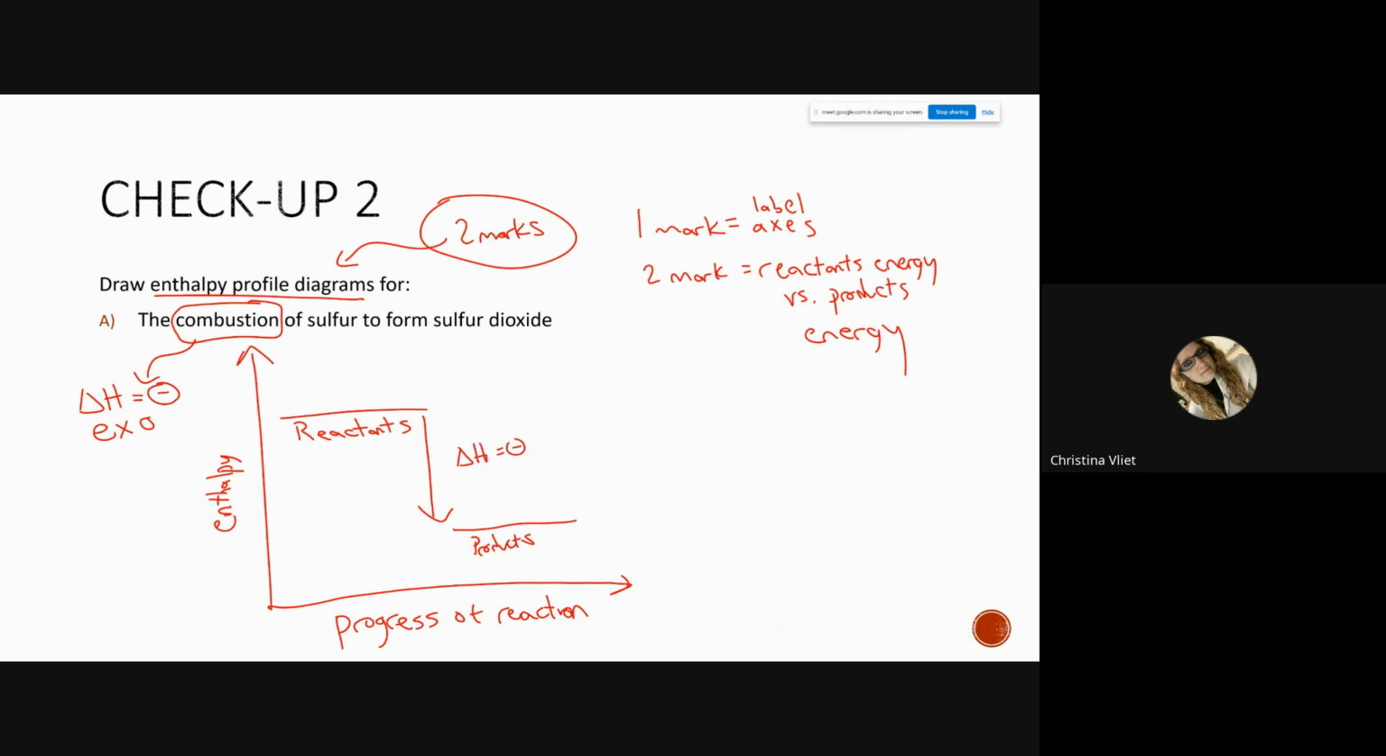I still don't have the mark because I have to actually write in my reactants and products. What are my reactants here? We can do that. S8 plus O2. And my products? 4SO2. If we balance it, without too much stress, it would be 8, right? All right. So one mark, label. Second mark, actually knowing which one's higher than the other and filling in your reactants and your products.